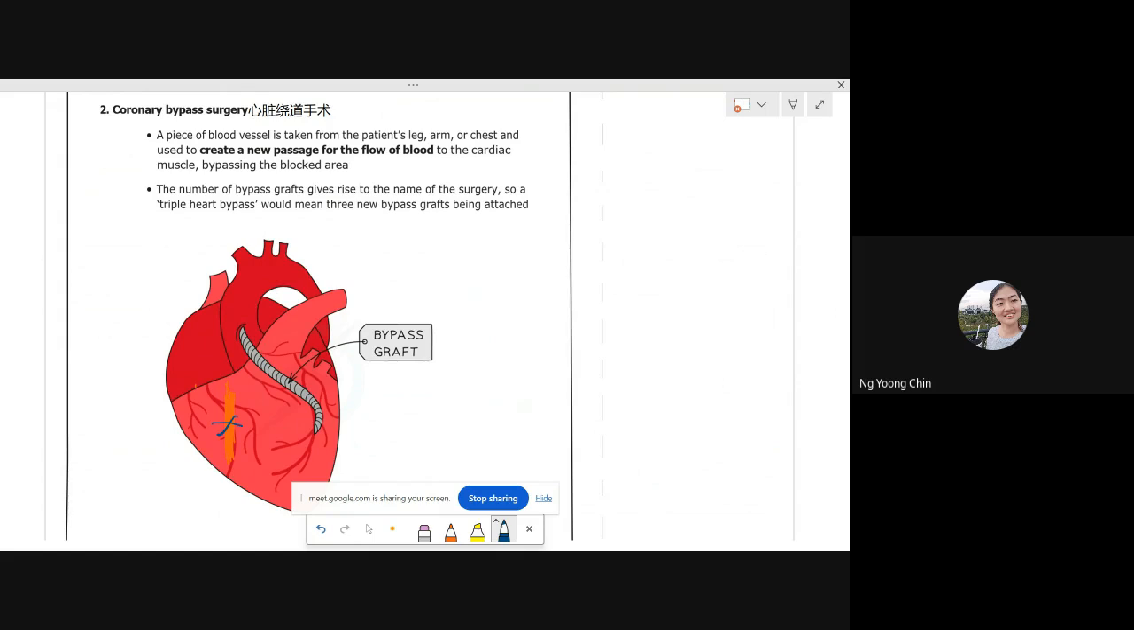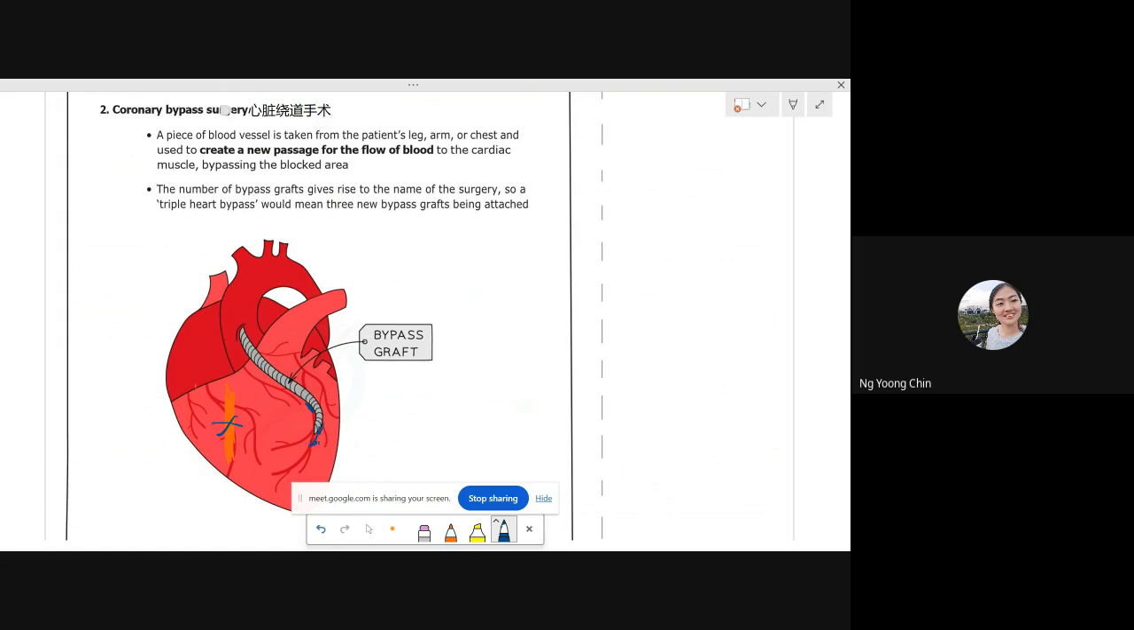So you already know that it's blocked. That's why you need to find another alternative blood vessel. So this coronary bypass surgery is, they will use another blood vessel to link to the part of the blood vessel which is already blocked. Right? Maybe here is already blocked, right? They link to here.